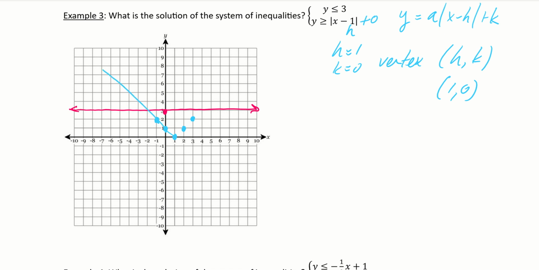So now I can put in my absolute value function. And remember, it's y is greater than or equal to the absolute value of x minus 1. So I'm drawing below the pink line, because y is less than or equal to 3, and I'm drawing above the blue line. And so when I fill in, the area of overlap is in this triangle right here.